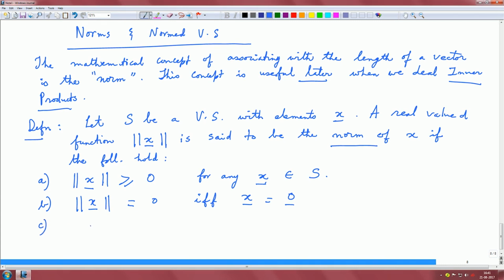Then norm of alpha x is the absolute value of alpha times norm of x, and alpha can be a complex quantity as well. Therefore you have to bring in this notion of the absolute length.